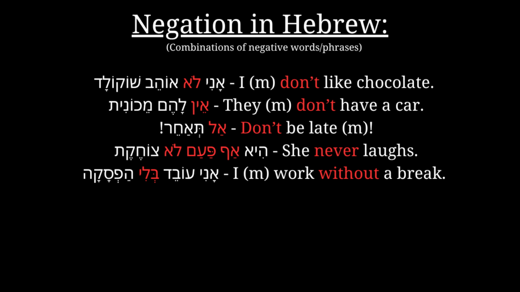After understanding negation, it's possible to combine different words and see how negative phrases act in every sentence. אני לא אוהב שוקולד. I, masculine, don't like chocolate. אין להם מכונית. They, masculine, don't have a car. אל תאחר. Don't be late, masculine.